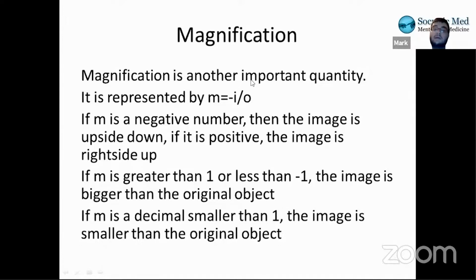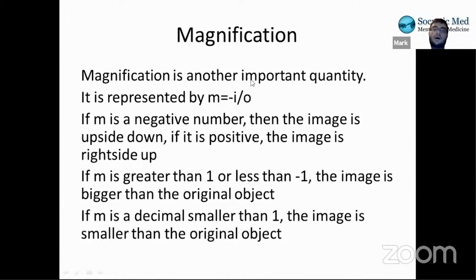Okay, now I want to talk about M. If M is a negative number, then the image is upside down. If M is a positive number, the image is right side up. So this is also an important note. M can actually tell you a lot. First, as you may think from magnification, it tells you if the image is enlarged or reduced compared to the object, but it also tells you if the image is right side up or upside down. If M is negative, then the image is upside down. If M is positive, the image is right side up.